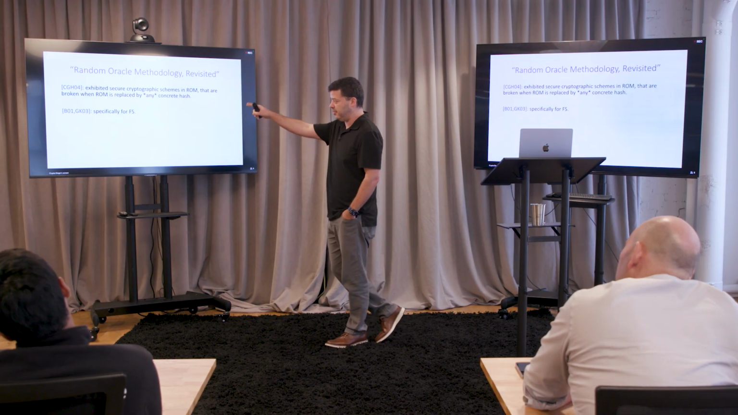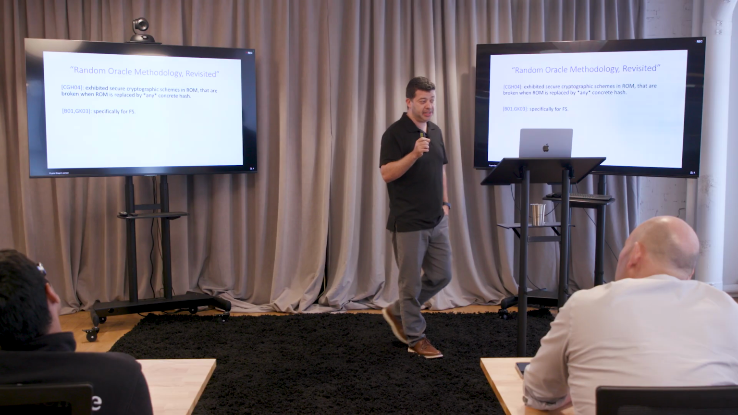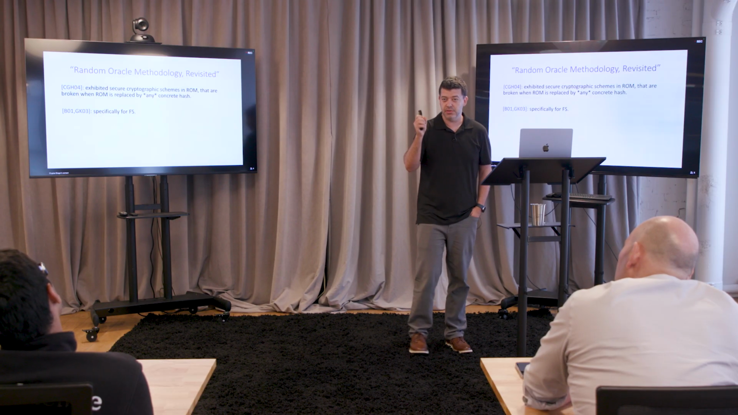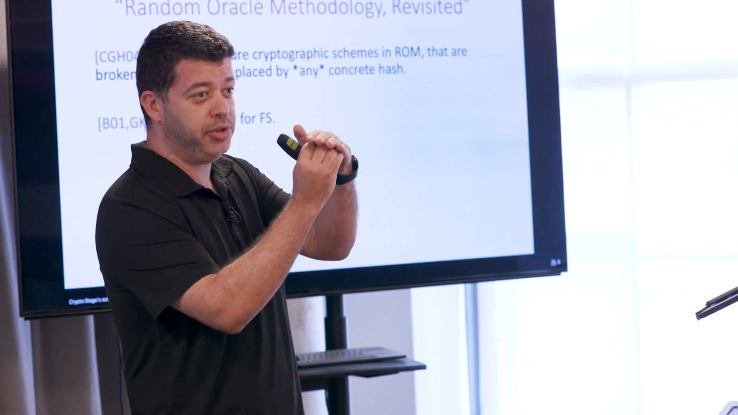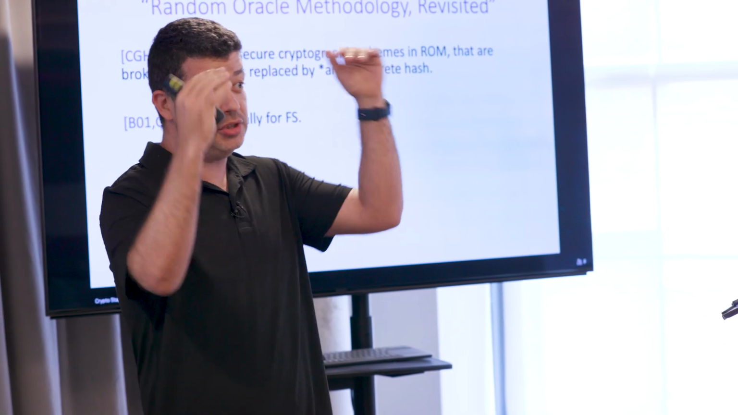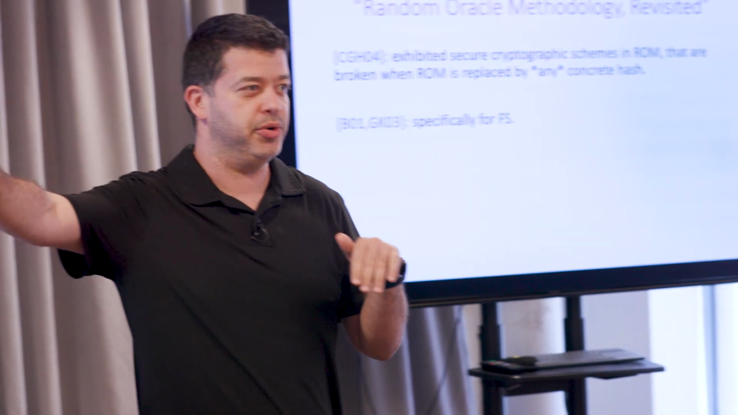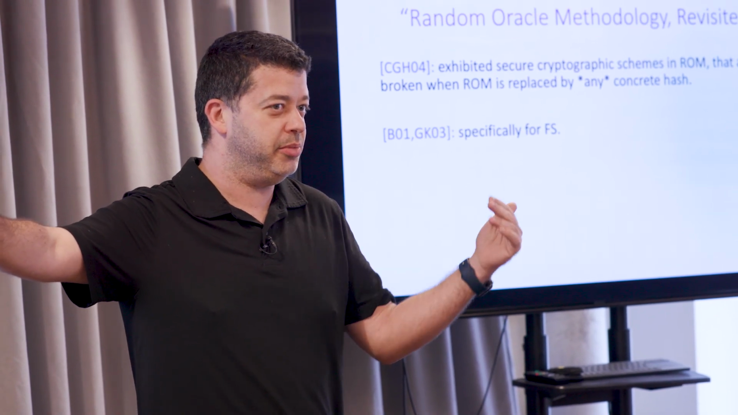A couple of years after that, so Barak and Goldwasser and Kalai struck the point. So they showed an example of an interactive protocol in the random oracle model. It's secure. If you apply Fiat-Shamir to it in the random oracle model, by the previous result, everything is fine. But if you instantiate the random oracle, it's broken. Okay, so this is showing that Fiat-Shamir is insecure.